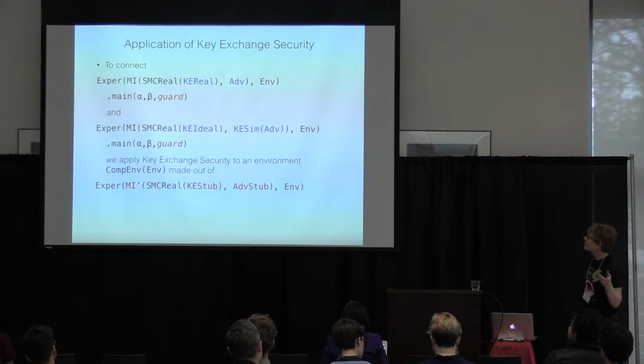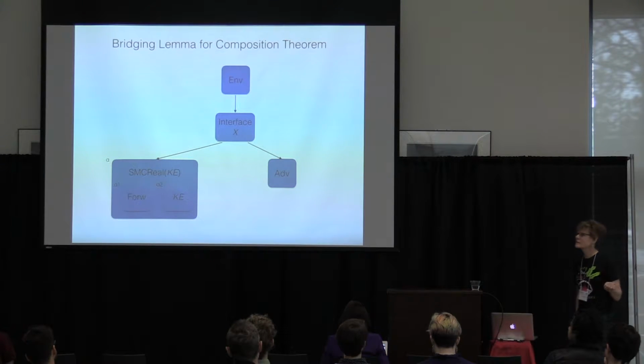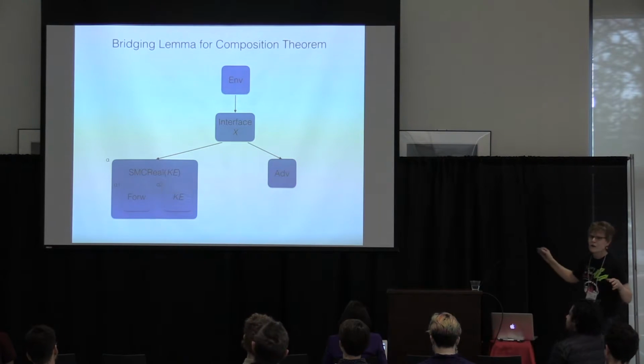So basically, the core of making this work is a bridging lemma that involves showing the equivalence of this diagram with one I'll show you on the next slide. And so here we've got SMC real, and we've got some kind of key exchange functionality.